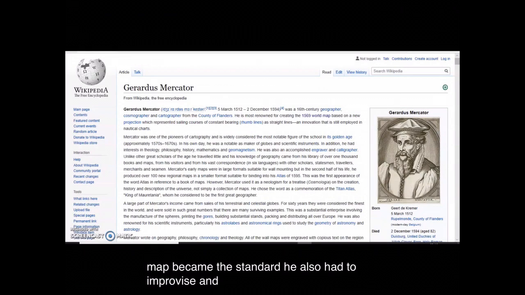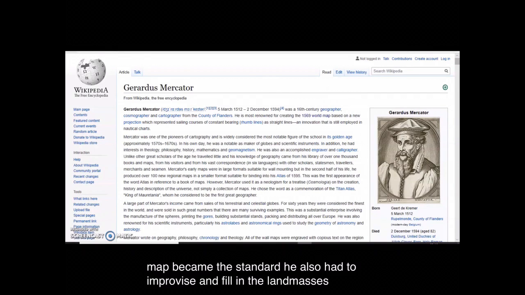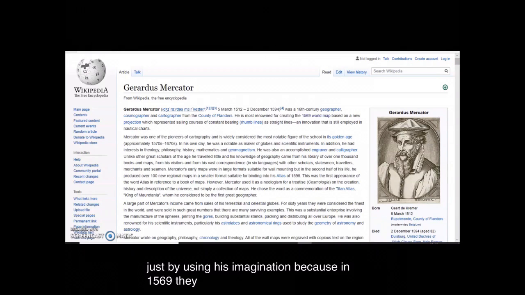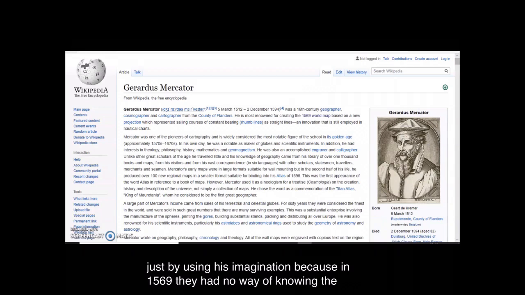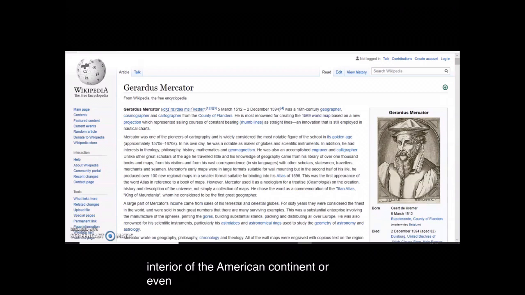Then once we had satellites that can map out the world, that could see the world perfectly, because space exists. And fill in the land masses just by using his imagination. Because in 1569, they had no way of knowing the interior of the American continent. Or unless they explored in, but that's not accurate. How are we going to count it? You're going to get a massive ruler. Even Asia.